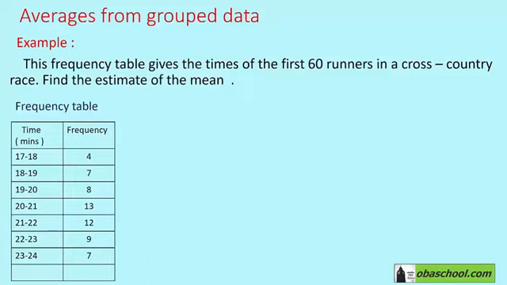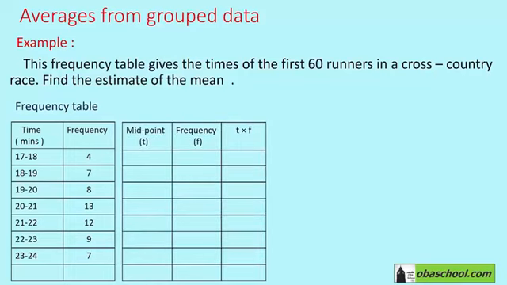So the first thing that we're going to have to do is pick an exact time to fill in on the table, which is done by calculating the midpoint of those time ranges. For the first time range, it is between 17 and 18 minutes, but we need something exact. So we're going to add 17 to 18, and divide it by 2, which is 35 over 2, which is 17.5. So 17.5 is now an exact time, and we're going to add its frequency, which is 4. The frequency is not going to change.